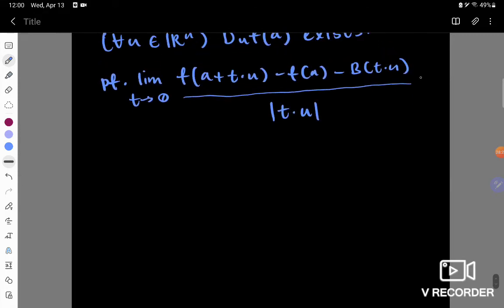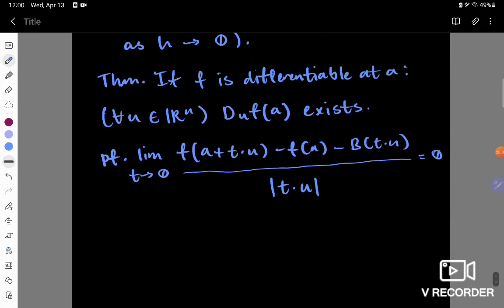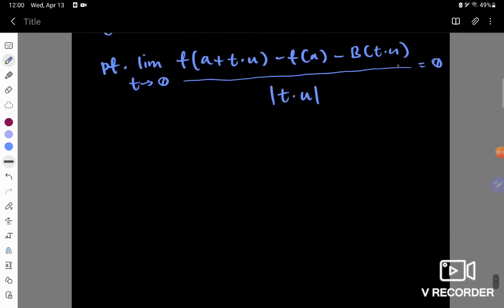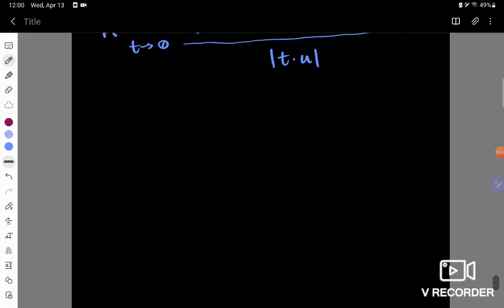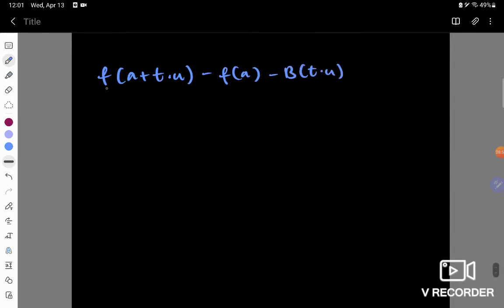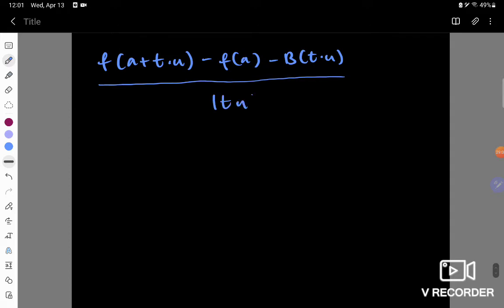So this equals 0. Sorry, I forgot to include that. So this is just our definition up here, we're reiterating. And this limit is going to be evaluated as follows. It follows now, analyzing our term over here, f of a plus t times u minus f of a minus b of t u, all of this over, oh, that's not quite right. All of this over t u.